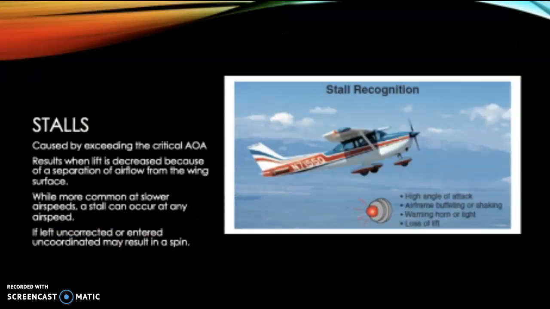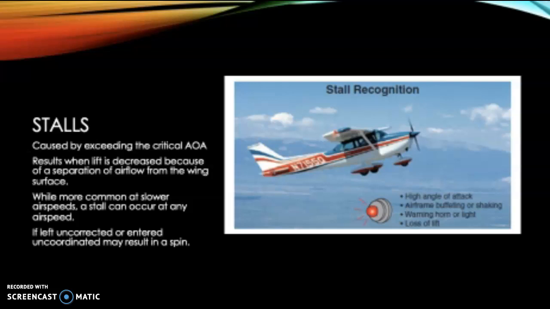All right, I'm sure we've all heard of stalls. So how do we cause a stall? A stall is caused by exceeding the critical angle of attack. It's the result of lift decreasing because of the separation of airflow from the wing surface. While stalls are more common at slower speeds, they can occur at any airspeed. Super important to remember that. If left uncorrected or uncoordinated, a stall may result in a spin.